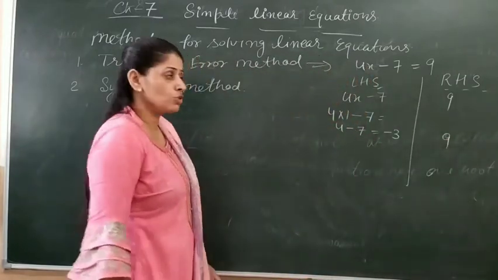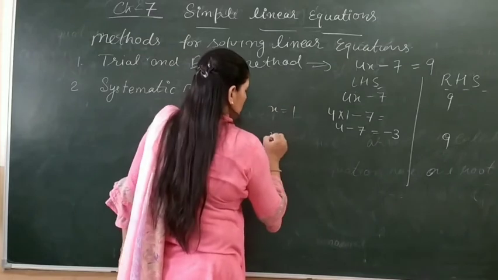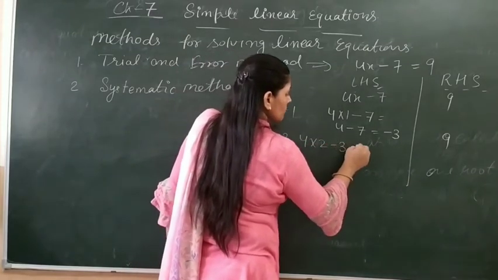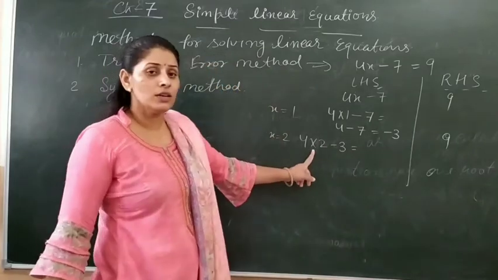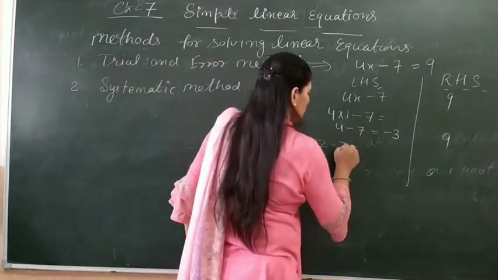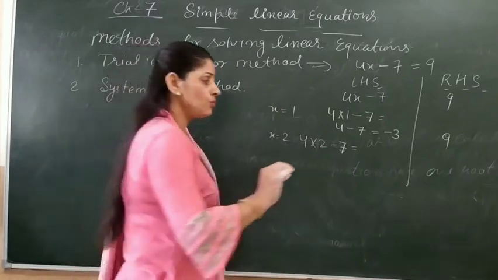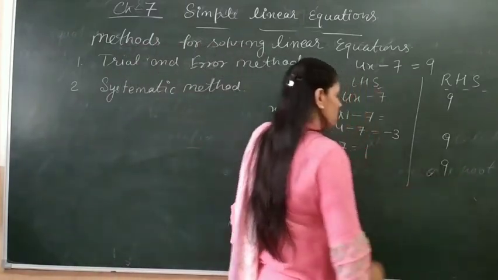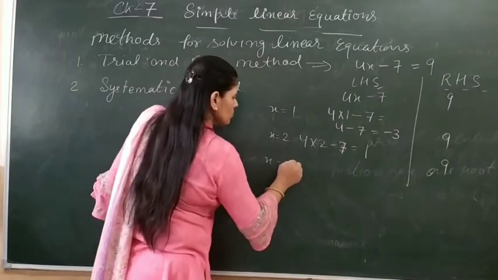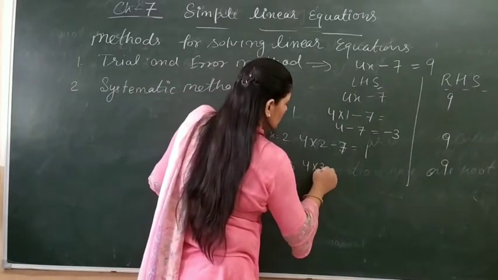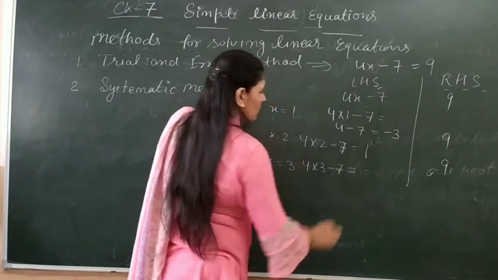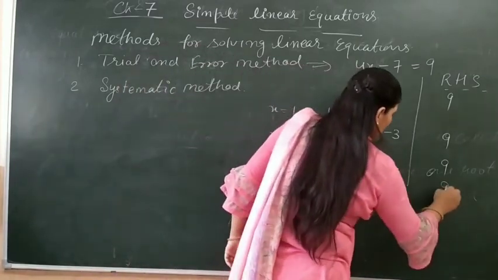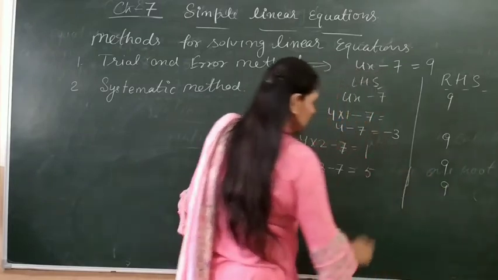Next, x is equal to 2. 4 into 2 is 8, minus 7, 8 minus 7 is 1. This is not equal to 9. X is equal to 3: 4 threes are 12, minus 7. 12 minus 7 is 5. This is also not equal to 9.